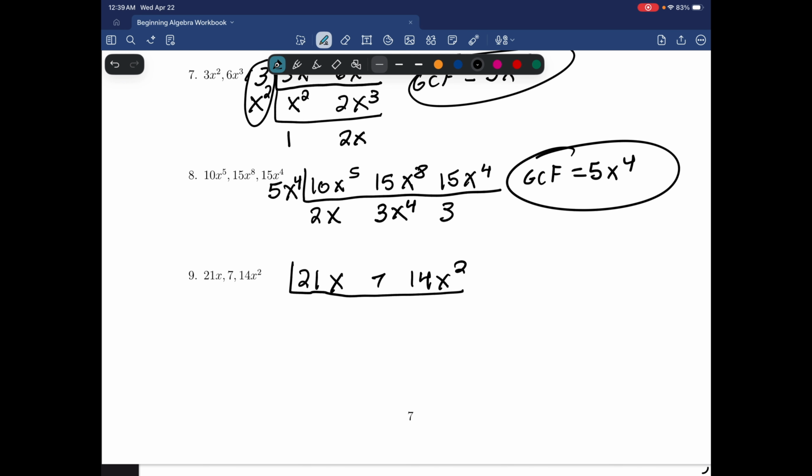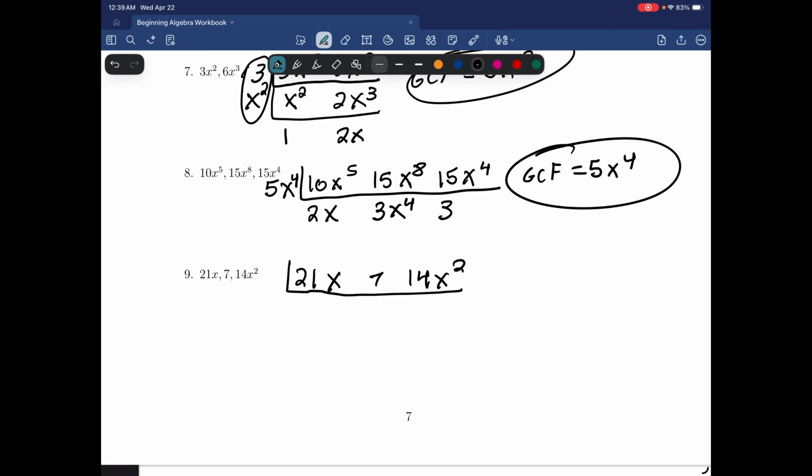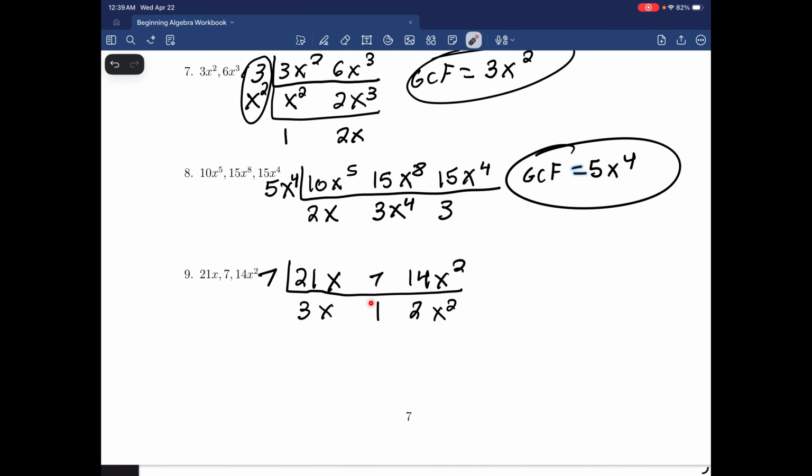And it just so happens that all three of these expressions are divisible by 7. So let's go ahead and divide them all by 7. 21 divided by 7 is 3. Bring that x. 7 divided by 7 is 1. 14 divided by 7 is 2. And then I'm just going to carry down that x squared. And there's not any other common factor that we can divide out by all three of these expressions. So our greatest common factor in this case is just simply 7. And that's it.